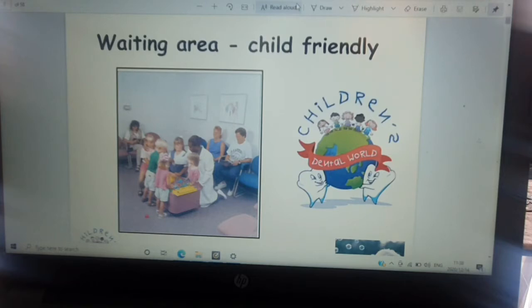This is just an example of a waiting area. Bright and colorful, as I had mentioned before. Other practices also make use of gadgets such as headphones or earphones, music, even items such as fish tanks, just to spark the imagination of the kids and make them feel calm.